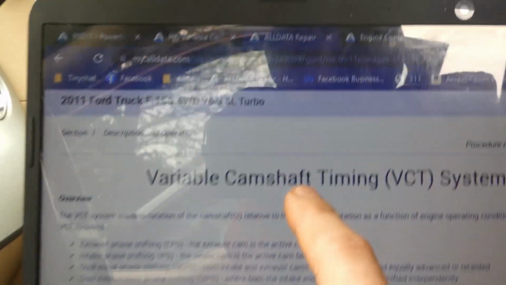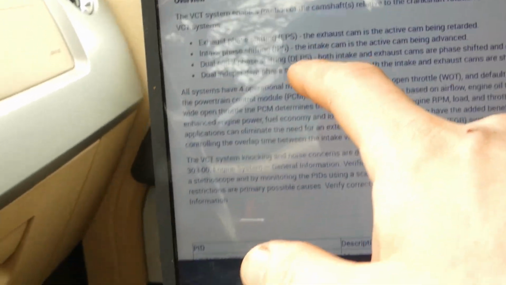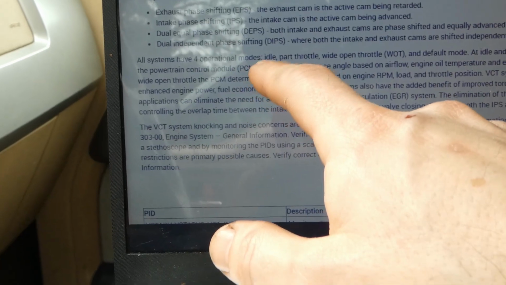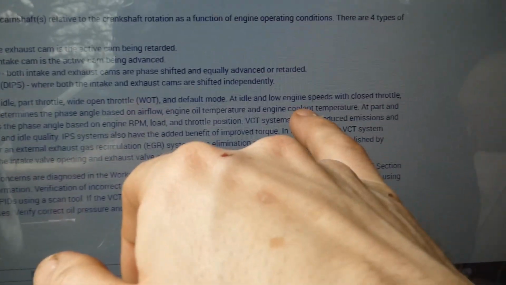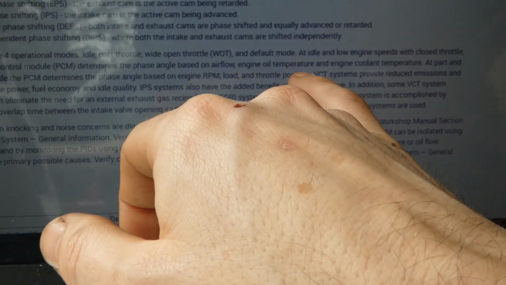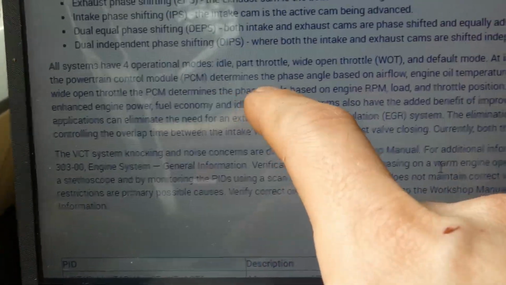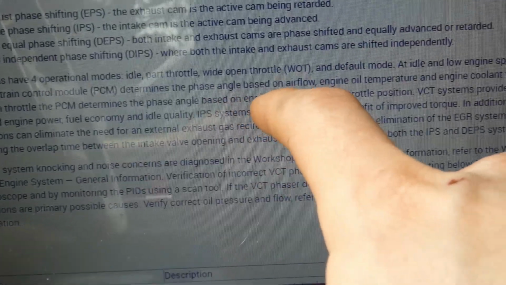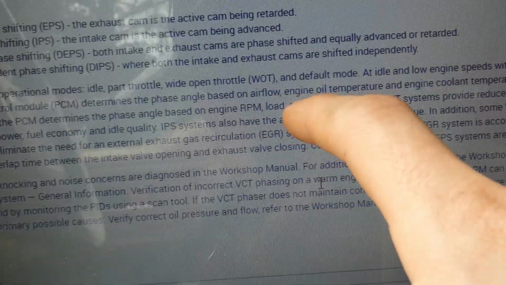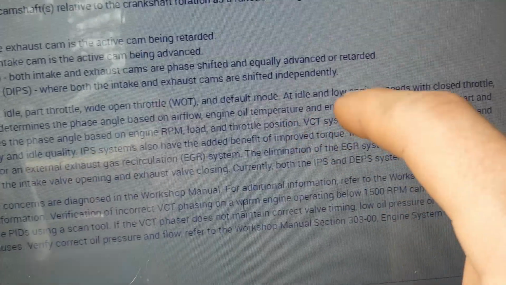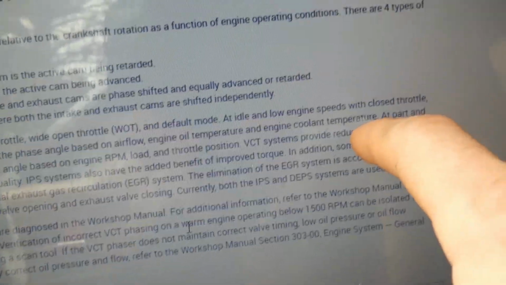Here we go. The variable camshaft timing system, so we can know a little bit about how the system operates. At idle and low engine speeds with closed throttle, the powertrain control module, PCM, of course, determines the phase angle based on airflow, engine oil temperature, and engine coolant temperature.